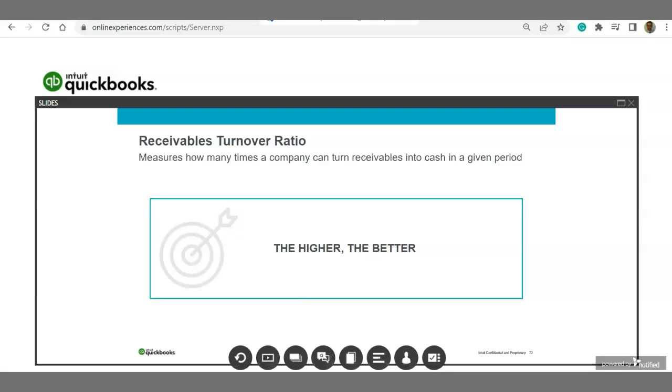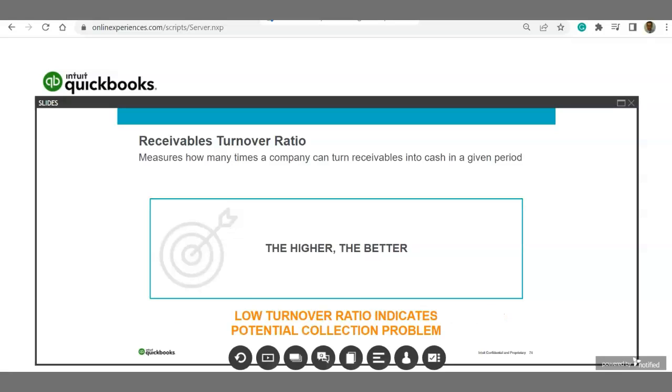So for this ratio, the higher the better. A high ratio indicates a good credit policy. Now, a low turnover ratio would indicate potential collection problems. So if you have excessive receivables, that's going to weaken the liquidity of your accounts receivable, and it could lead to future losses if you have to write it off.